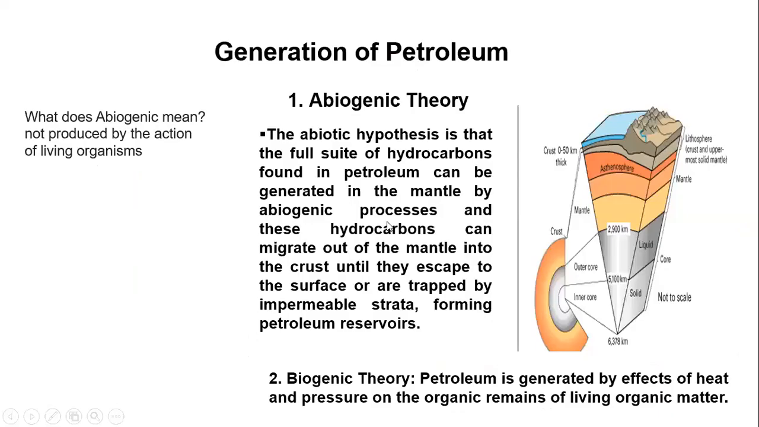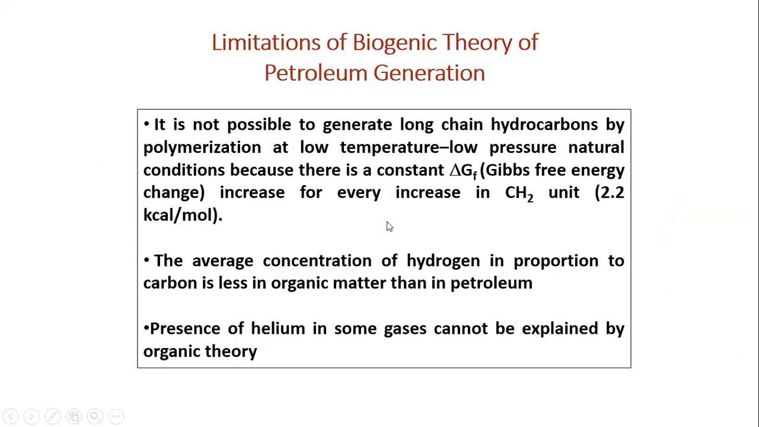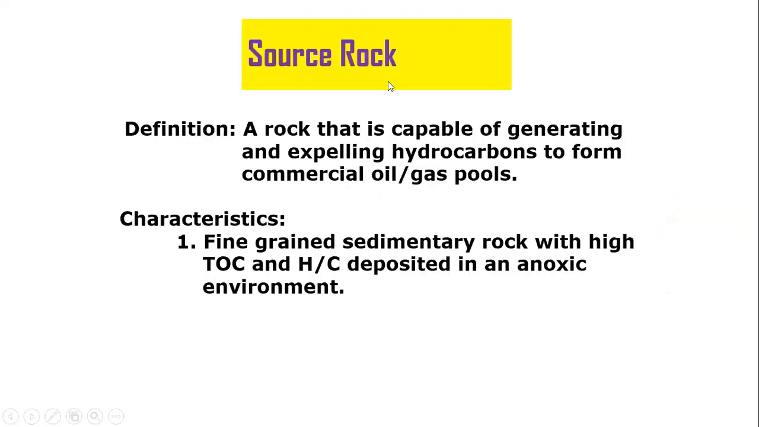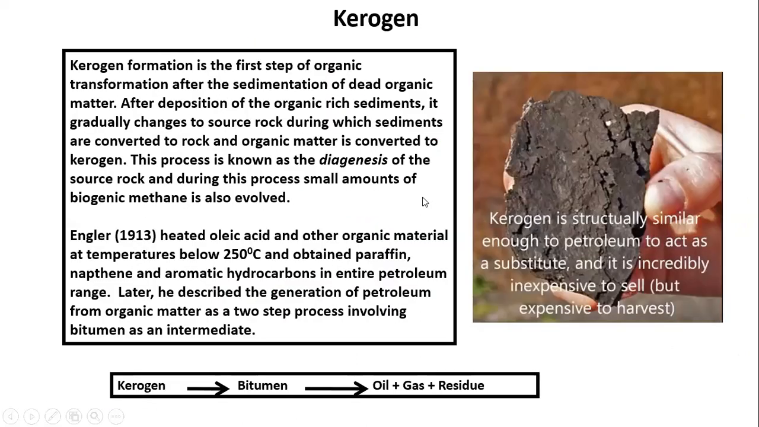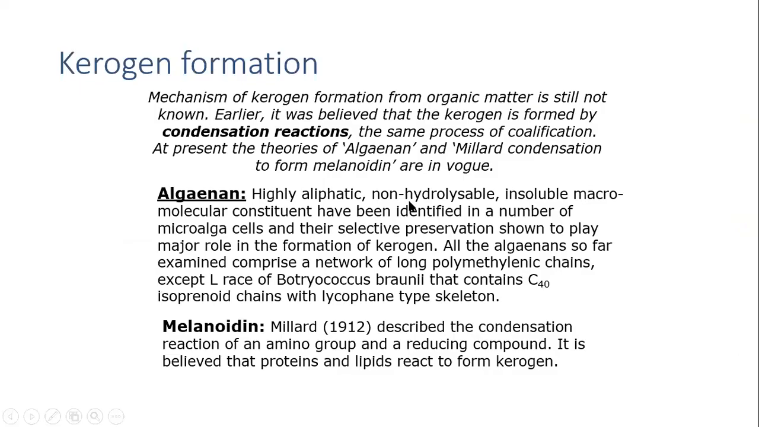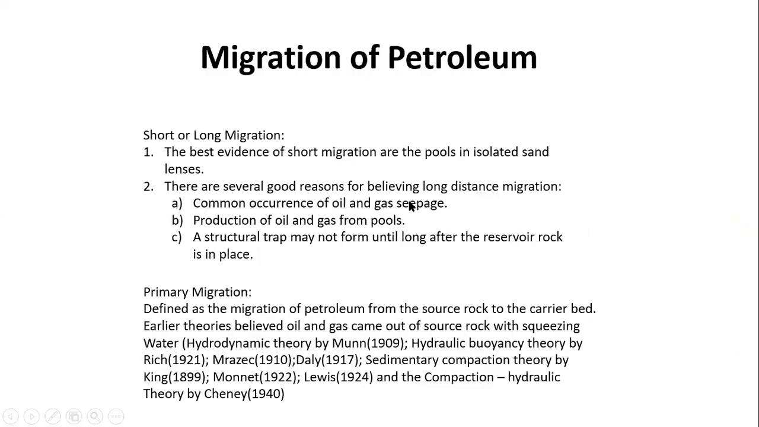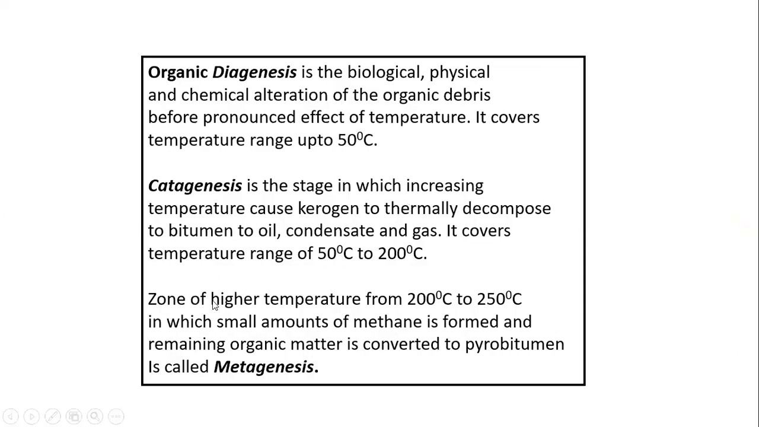So in the last lecture, we talked about the two theories. We said that there are abiogenic and biogenic theory. Then we say there is a source rock that is capable to generate. We talked about the kerogen, which is the material responsible to manufacture oil and gas over a long period of time. Then we talk about the diagenesis, catagenesis, and metagenesis.